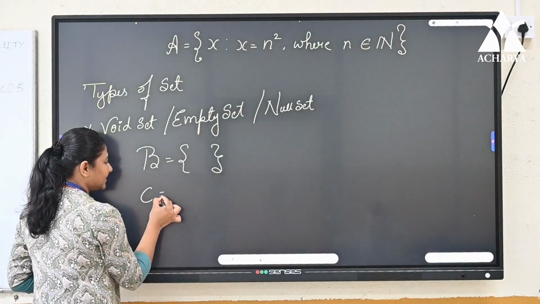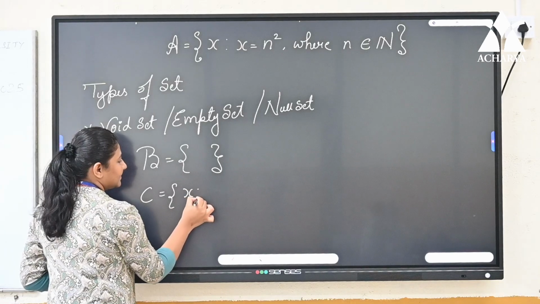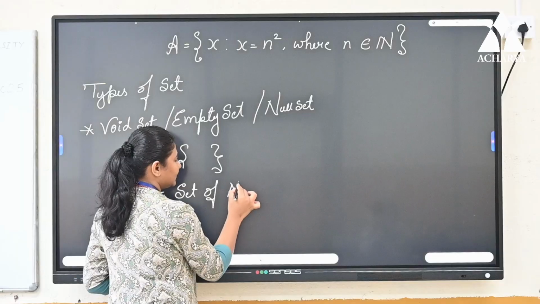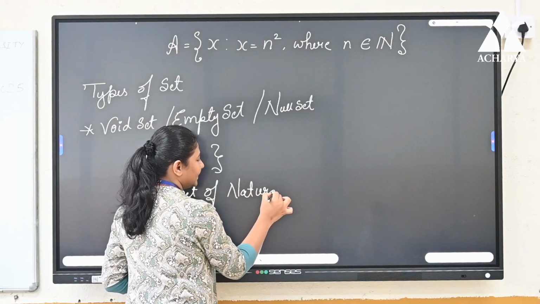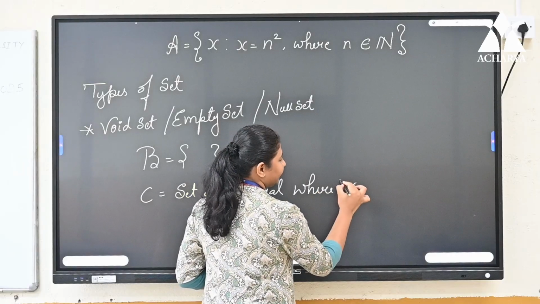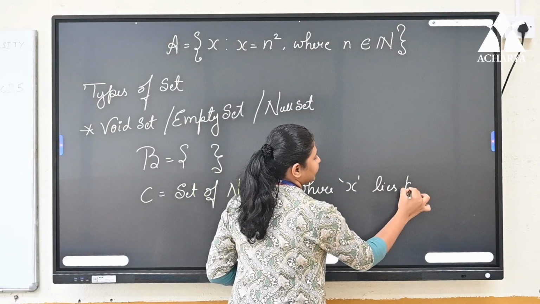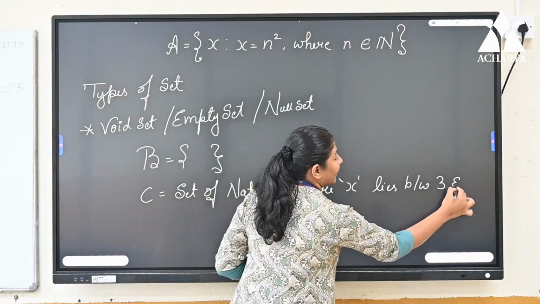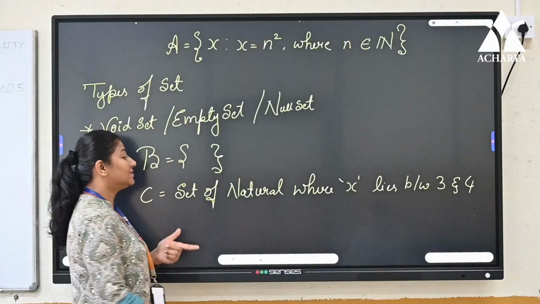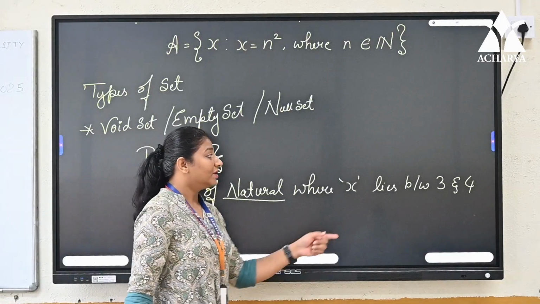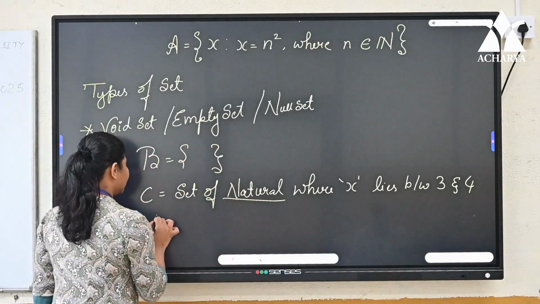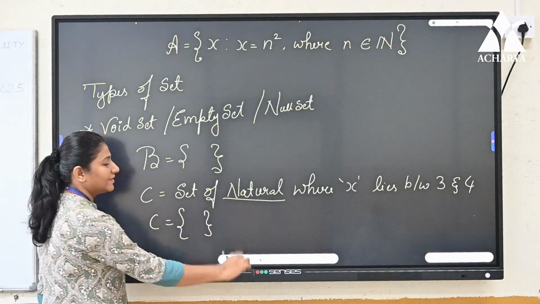Let us take one more. C is equal to {x such that x is a natural number where x lies between 3 and 4}. Is it possible? The set of natural numbers which lie between 3 and 4? No, it is not possible. So C is again a null set.